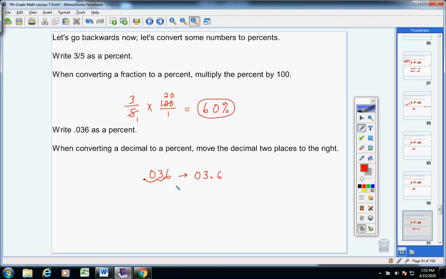Now, guys, I hope you know by now, whenever you have a zero to the left like this, if the decimal's here to the right, you can cross that off. You don't have to keep it. So I really have 3.6.